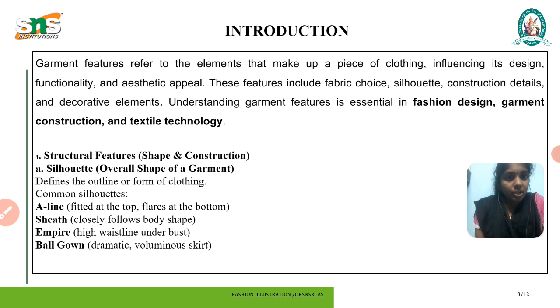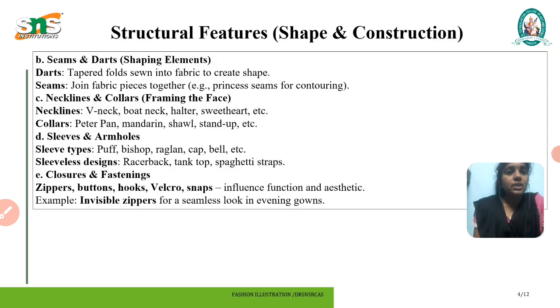First one is structural features, shape and construction. Second one is silhouette, the overall shape of a garment that defines the outline or form of clothing. Common silhouettes like A-line, sheath, empire, ball gown, those are some varieties of common silhouettes.